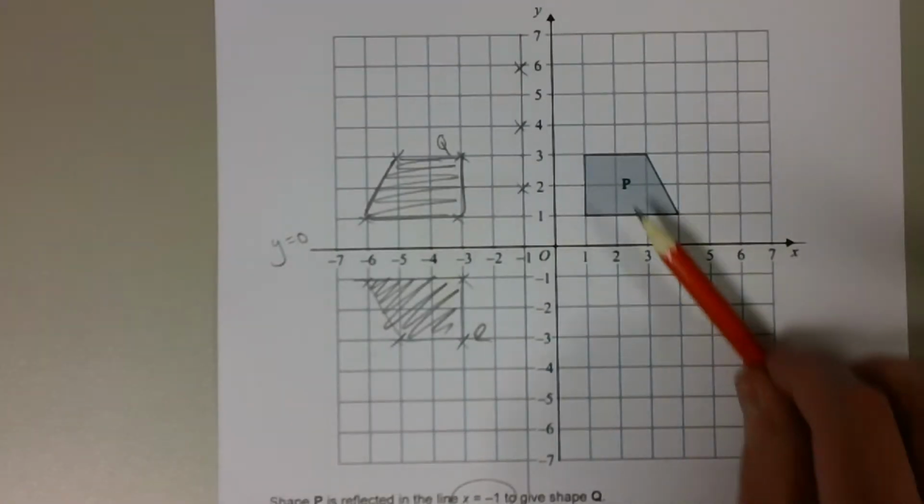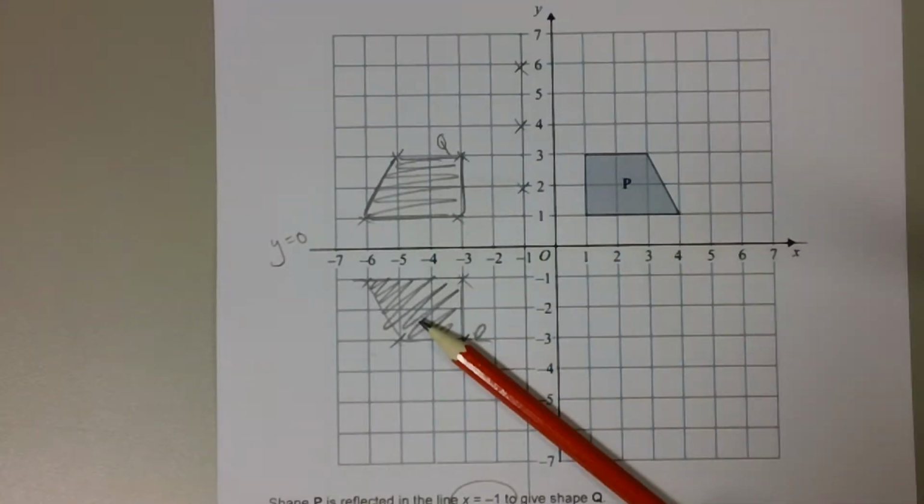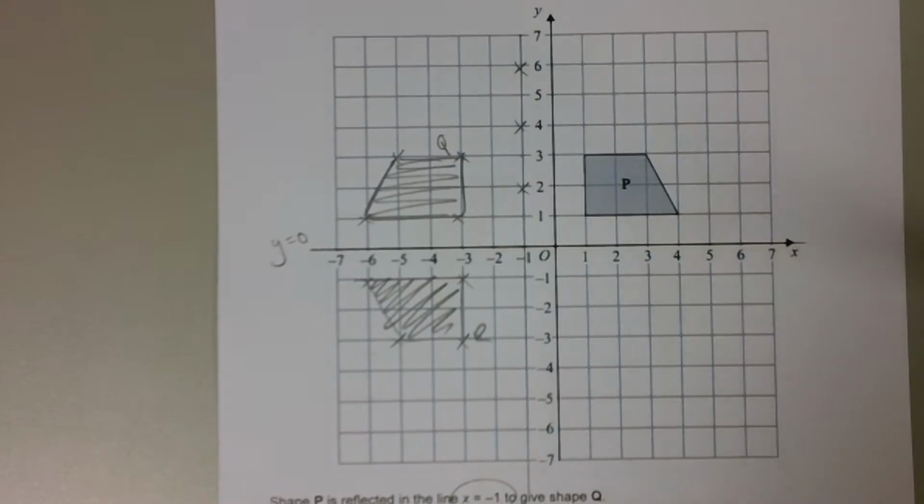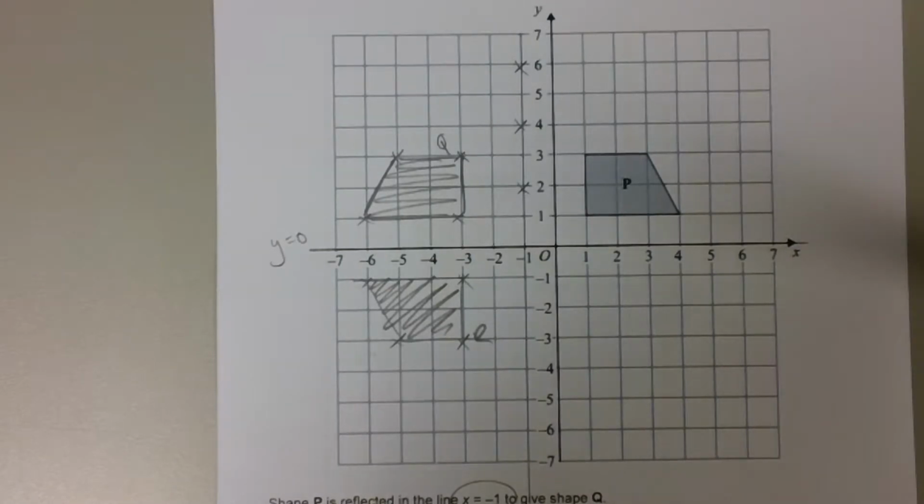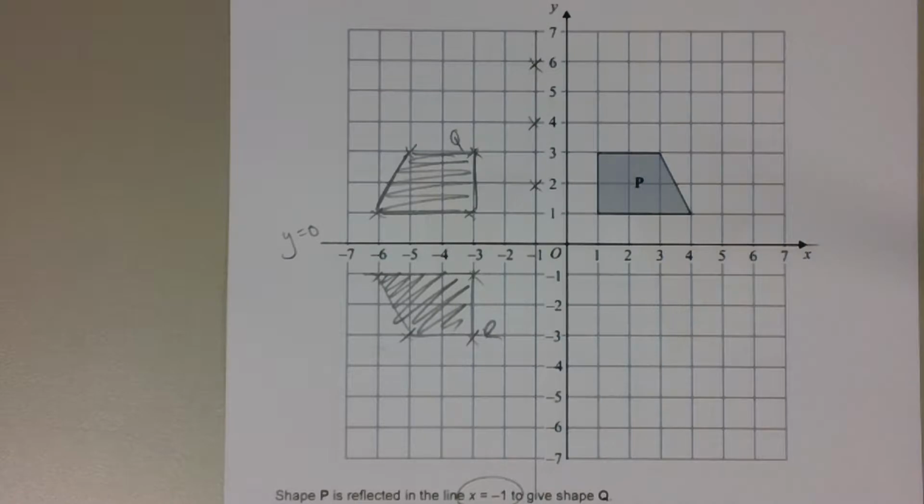How do we get from this one to this one? Well, this is a rotation. It's a rotation of 180 degrees. When it's 180 degrees, it doesn't matter whether it's clockwise or anti-clockwise. 180 degrees is half a turn. It doesn't matter if you go left or right, you're always going to end up at the same place.